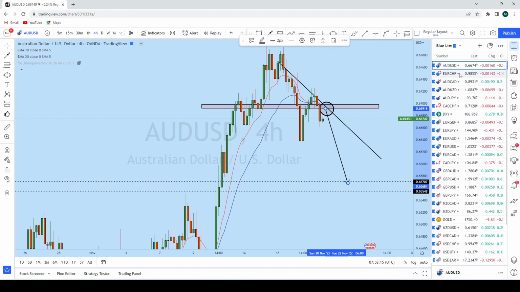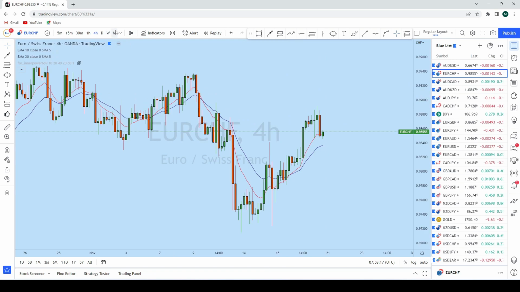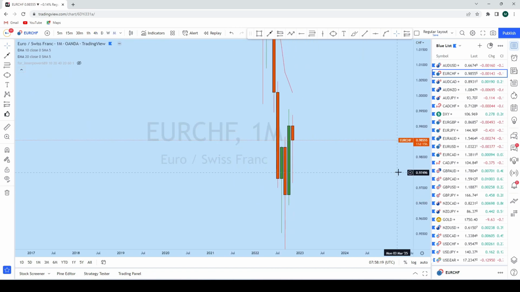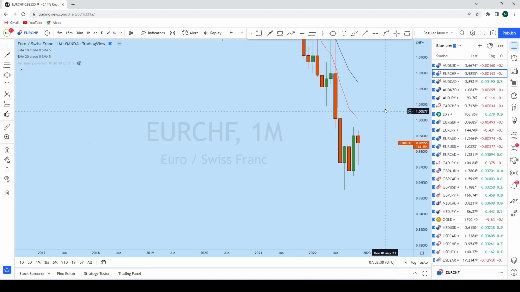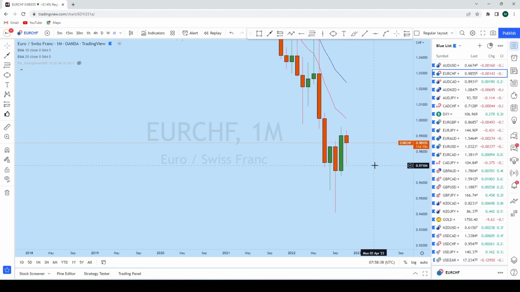Now let's look at EURCHF, starting again with the monthly time frame. On the monthly perspective, we see that EURCHF, after a long bearish movement, is now trying to go up. The price is creating bullish price action. This is the monthly candle. As you can see, it has come down and is now creating a long wick candle at the bottom, which means that buyers are buying in this market.